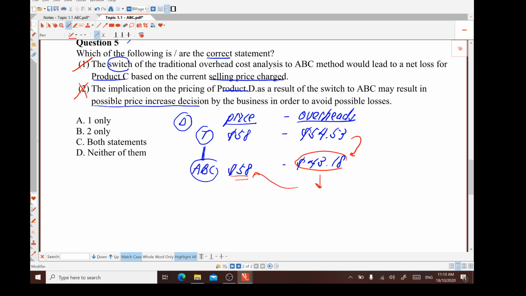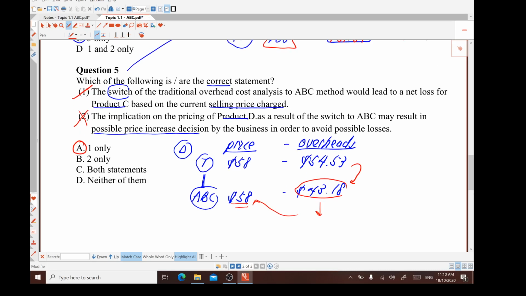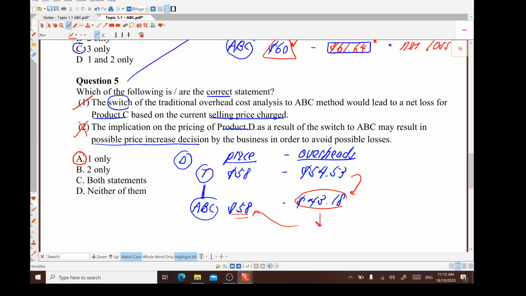In fact, what the business may consider is a price reduction. Because with the price reduction, we believe this will probably push up the demand in the future if the demand by itself is elastic. If you wish to know more about elasticity of demand, stay tuned for one of our videos to do with pricing strategies. So I would say the correct statement here is going to be A in this case. Okay, so in a way, the use of ABC is so useful.